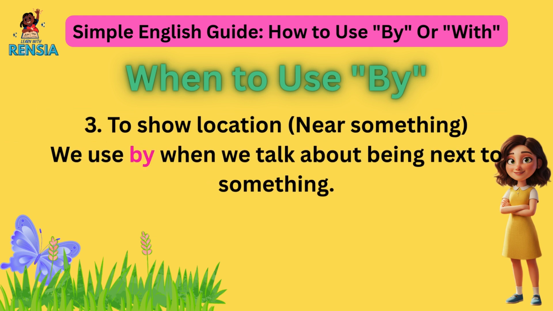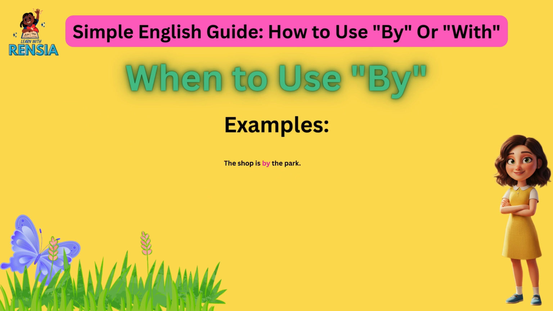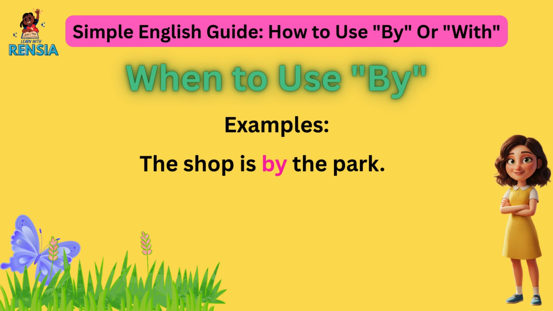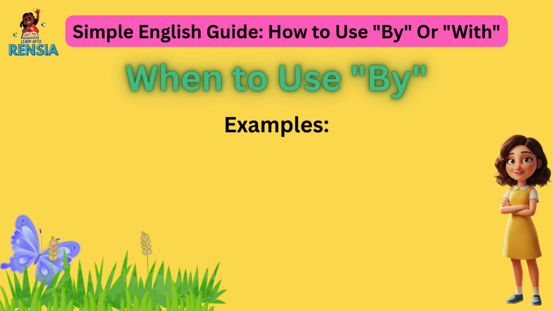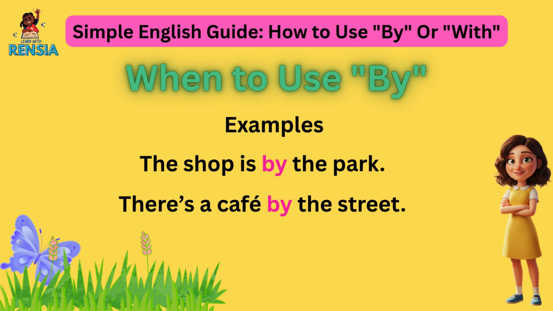3. To show location. Near something. We use by when we talk about being next to something. Example sentences. The shop is by the park. There's a cafe by the street.